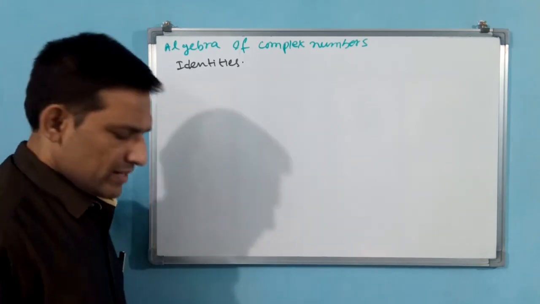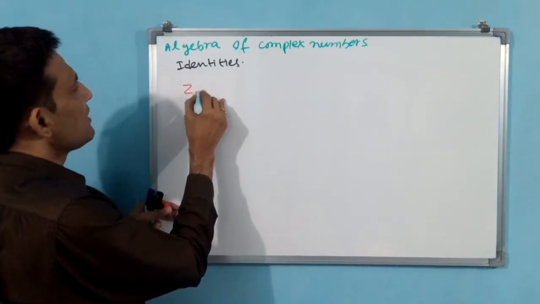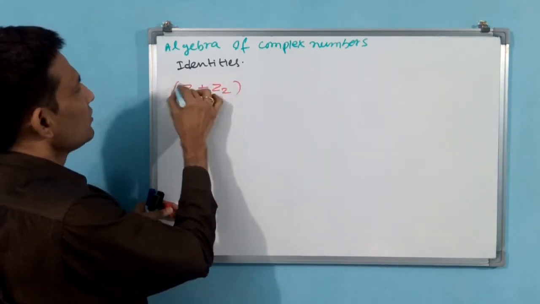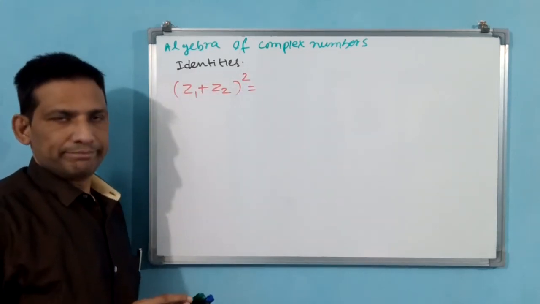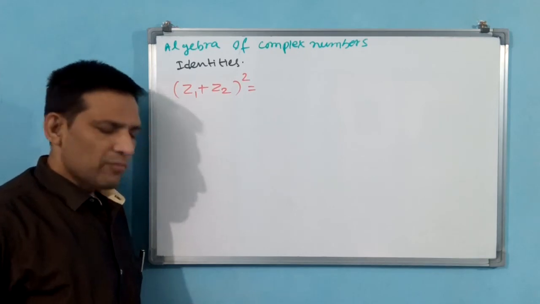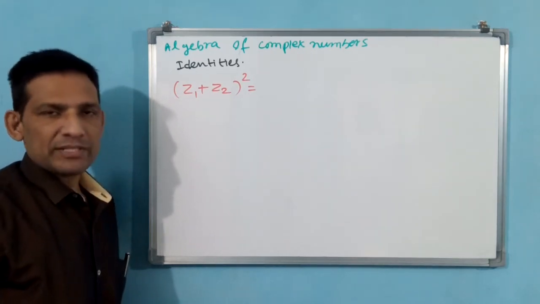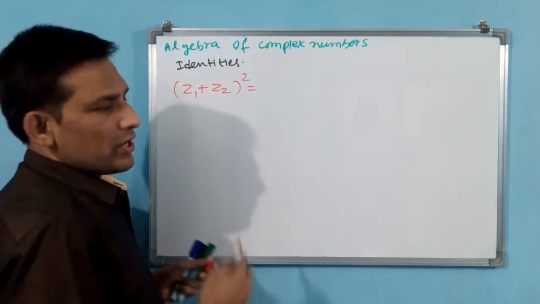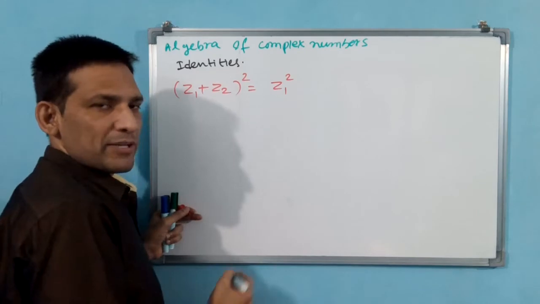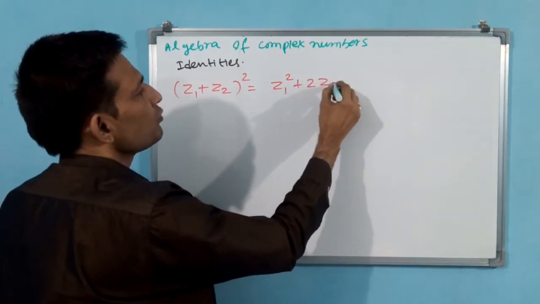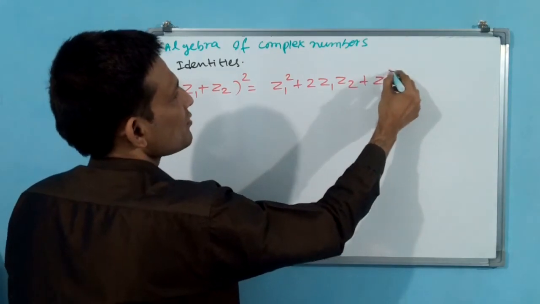Now I have written identities. What are those identities? You see, Z1 plus Z2 whole square. This is like a plus b whole square. Same formula is going to be applicable or not? Let us see. Z1 plus Z2 whole square is equal to a square, Z1 square, plus 2 Z1 Z2, plus Z2 square.